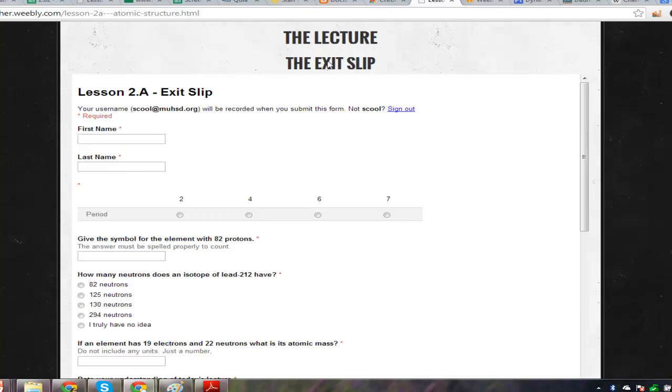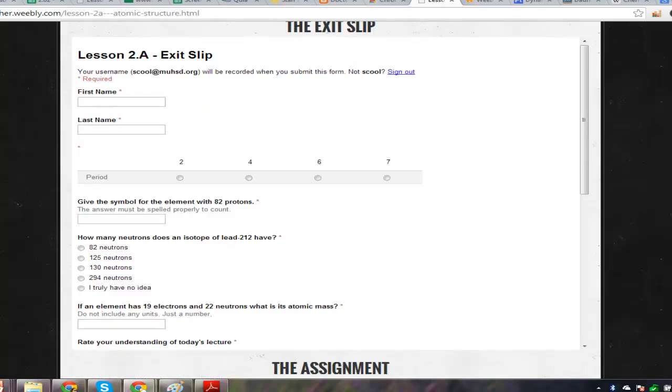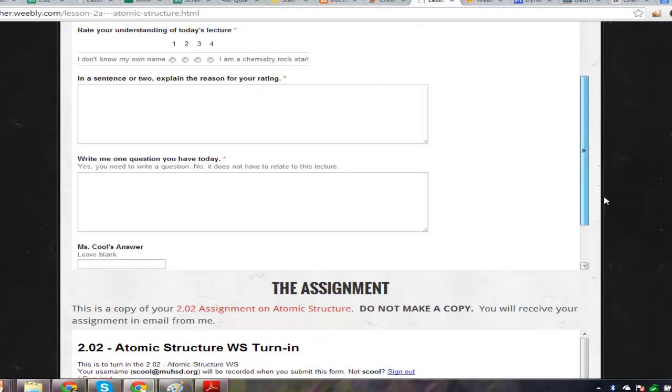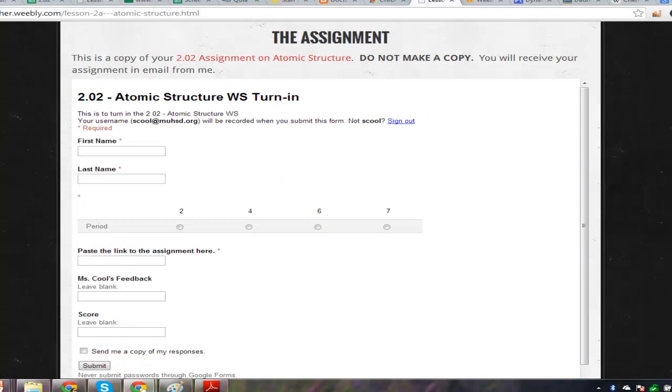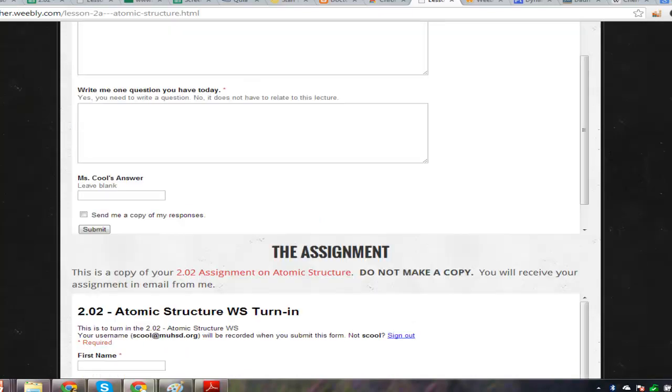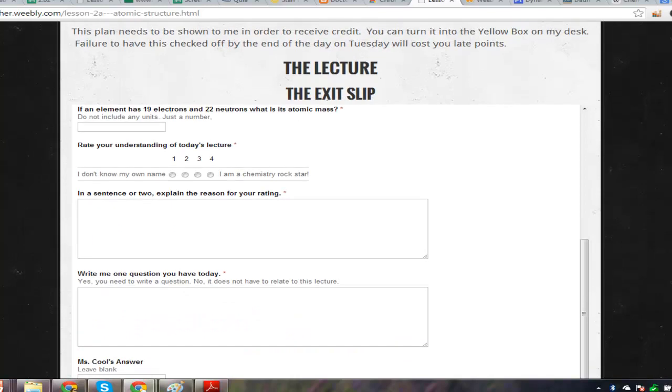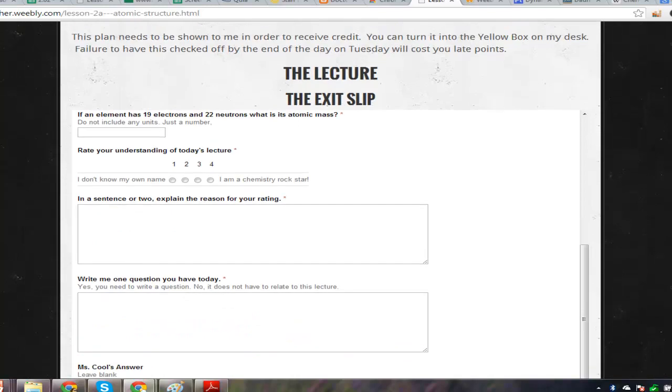But here you can see, here's the exit slip that you'll fill in, and I would like you to complete this. You do need to write me a question. Everybody does. Okay, and I do answer it. And then right down here is the assignment turn-in page. So again, please fill out the exit slip so I have an idea of your understanding. You do get points for doing it, but I don't take away points if you get the wrong answer. Okay?